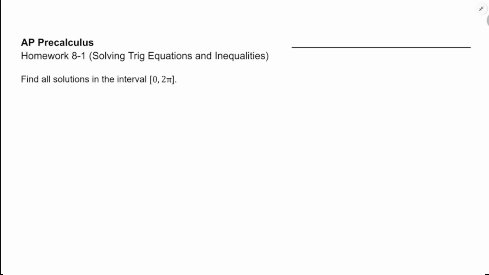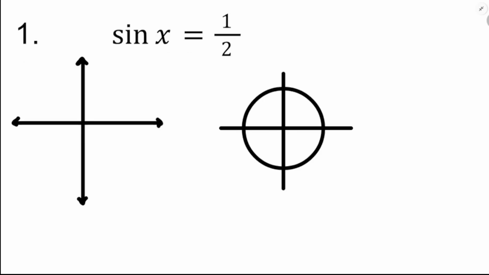In this video, we're going to be solving some trig equations and some inequalities too. We're working through AP Pre-Cal Homework 8.1. So the first set of problems, we're going to be finding all the solutions just on the interval 0 to 2 pi. So we're not going to be looking for the general solution, just the most obvious solutions. And the first one is sine x equals 1/2.